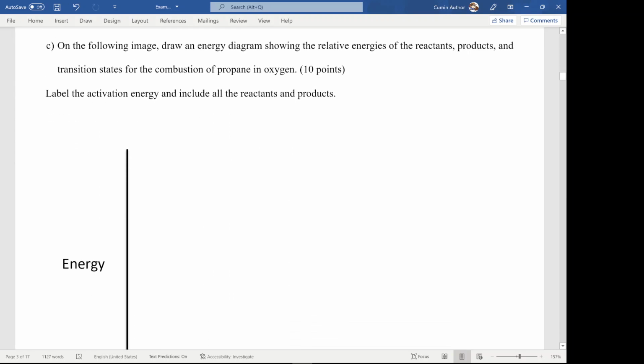Next, on the following image, draw an energy diagram showing the relative energies of the reactants, products, and transition states for the combustion of propane and oxygen. And I already drew a quick, sketchy version of this. This is the energy levels setup.